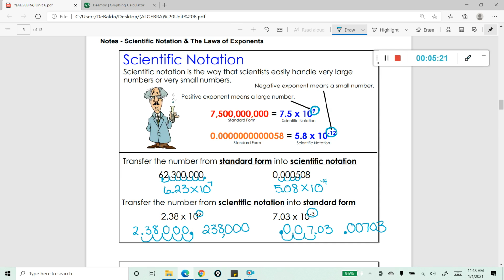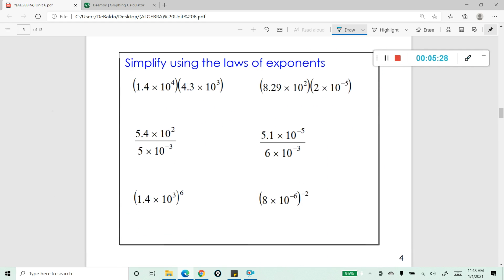All right. Okay, that was a review on scientific notation. Now let's go ahead and apply the laws of exponents using this skill of scientific notation. So let's take a look at these 6 examples. The first 2 examples, I'm going to be using the product rule. Remember the product rule? That's one of the laws of exponents, and I'm going to work this problem.